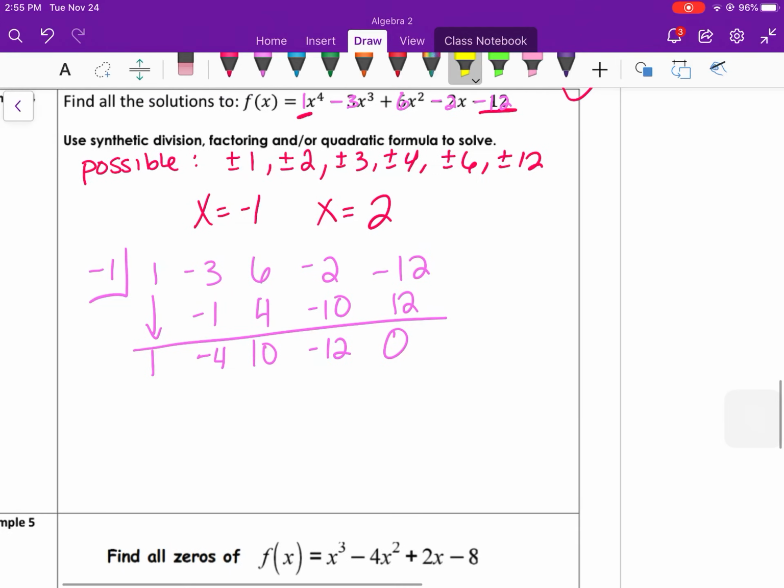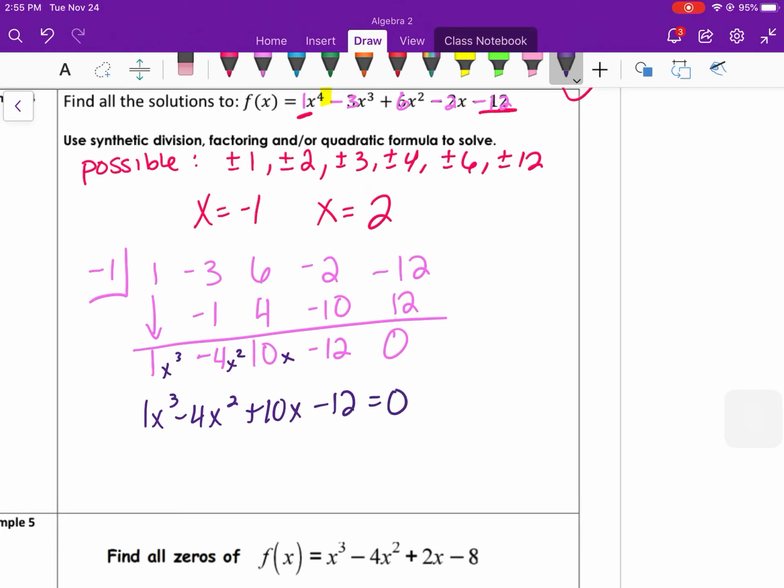This was a quartic function, so now I'm going to end up with a cubic function here. So this is going to be x cubed, x squared, x, and my constant. So I have 1x cubed minus 4x squared plus 10x minus 12. Now, sometimes when you get it down to this point, you're able to factor by grouping and finish solving it by that. Unfortunately, this one is not going to be able to factor by grouping.